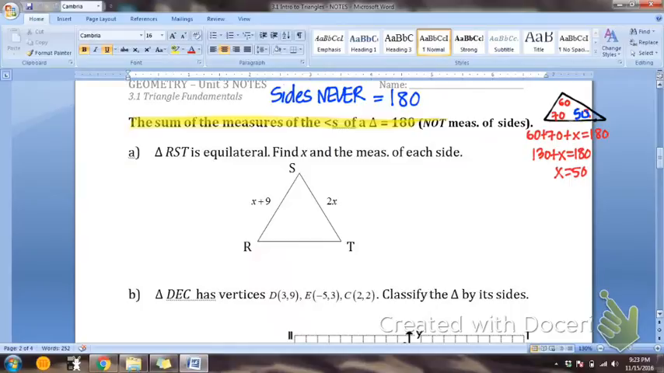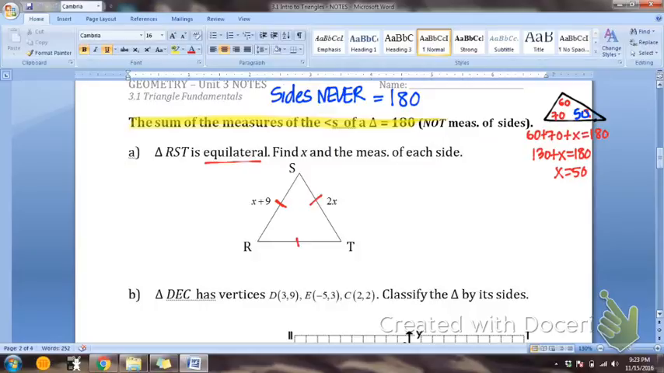So let's look at example A. It says triangle RST is equilateral. Remember, we just talked about what equilateral means. Equilateral means that all three sides are congruent. So let's go ahead and mark all three sides to be congruent. It's asking me to find x and the measure of each side. So if all three sides are congruent, I can set the two sides that I do know congruent to each other. It doesn't matter that I don't know that third side, because if I can find one, I find all, because they're all the same.